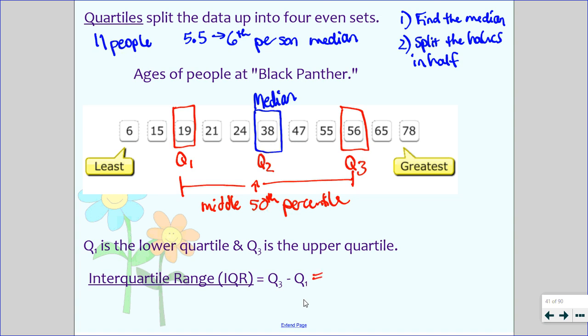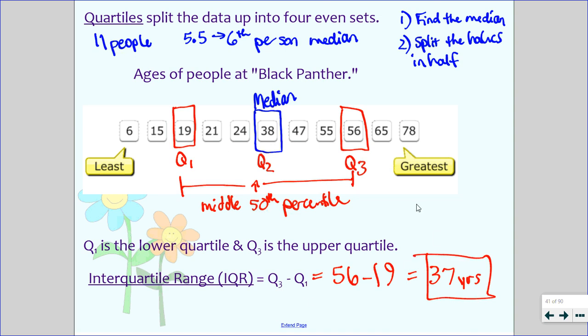So to find the IQR, or the interquartile range, we do Q3, which is 56, minus Q1, which is 19. Okay. So that's going to be 37 years is our IQR. Or the middle of our data right there.